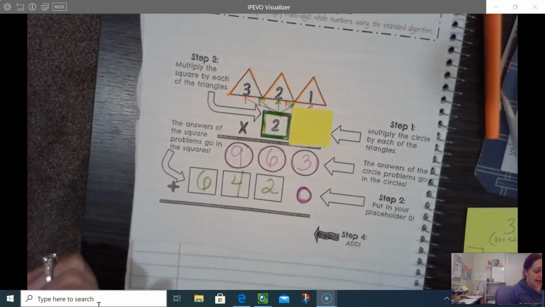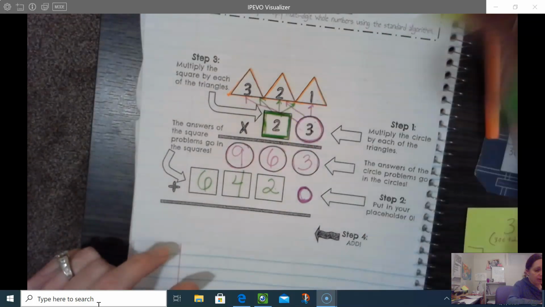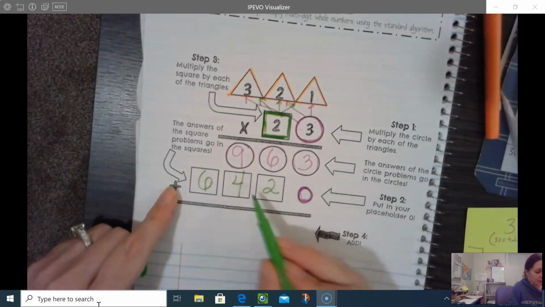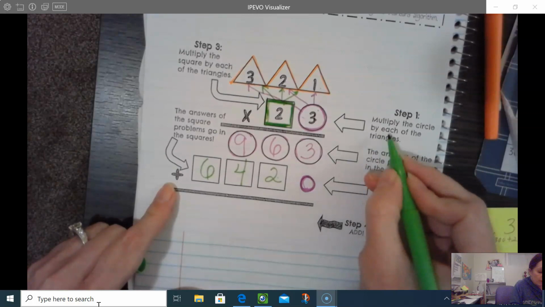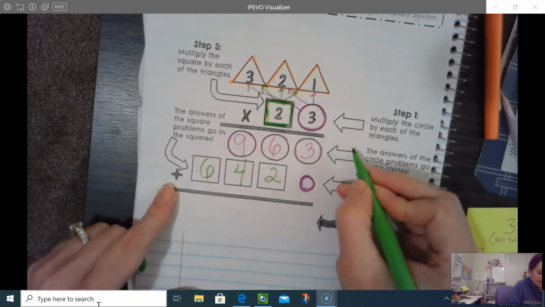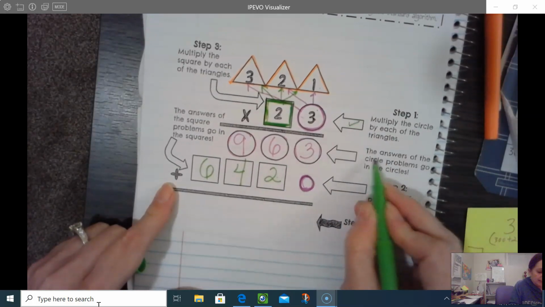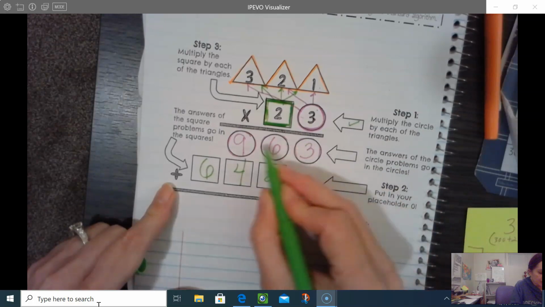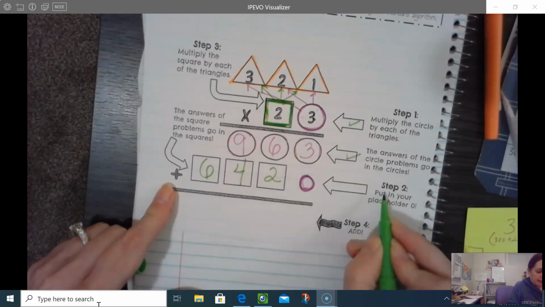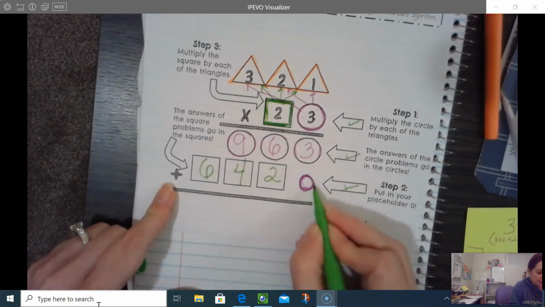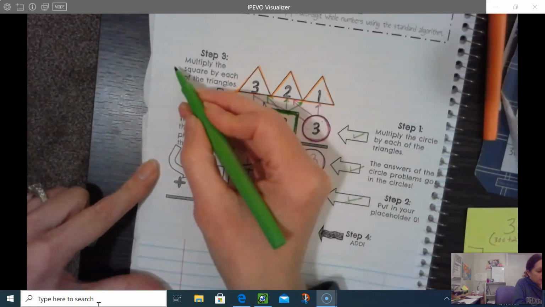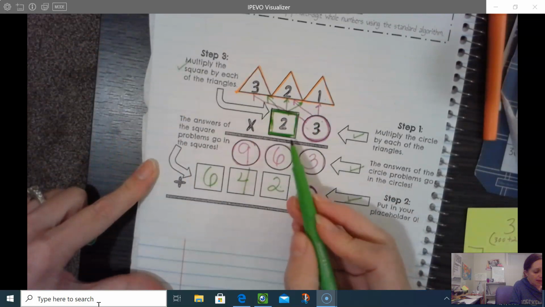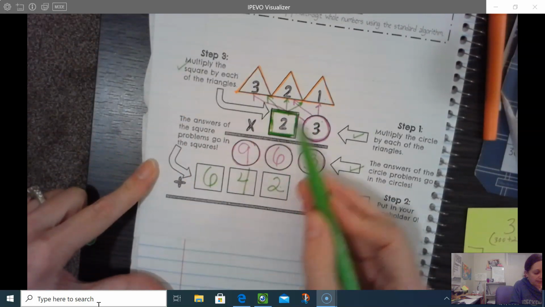All right, so now we are all caught up. We have multiplied and have our little answers kind of ready to go. So step 1, we've multiplied each circle by the triangle, done. Step 2, we place the correct answers underneath, done. Then we drop that 0 to honor that 1's position. And now we multiply everything by the 10 position down here.